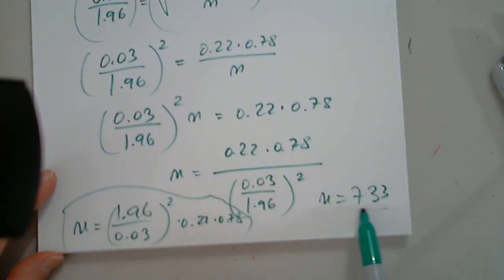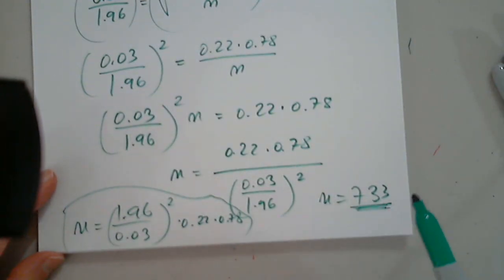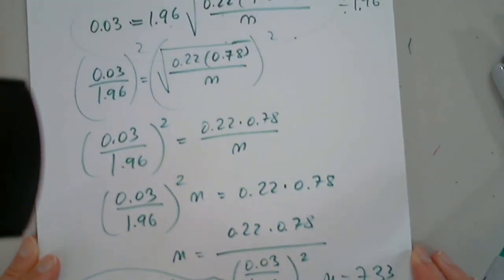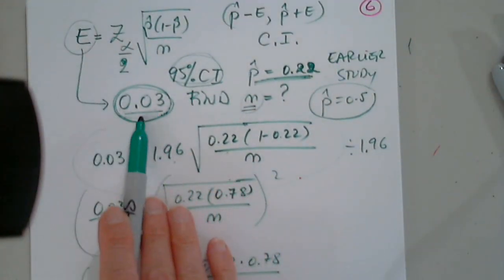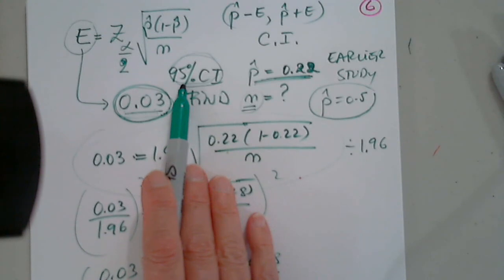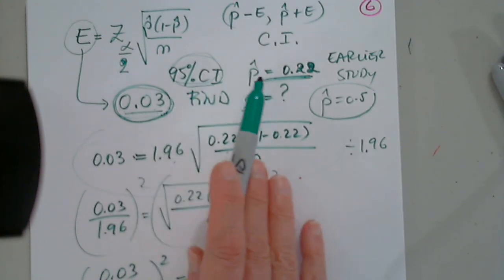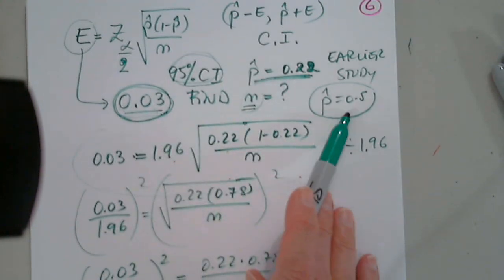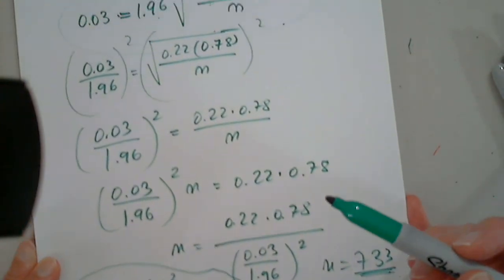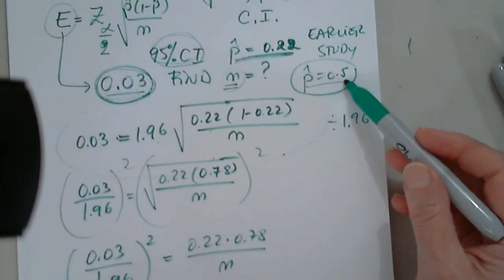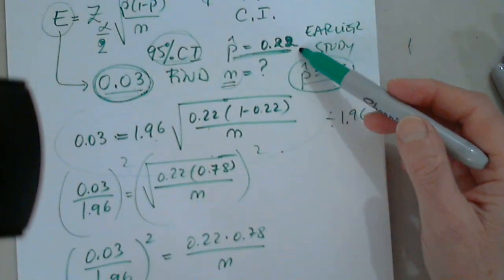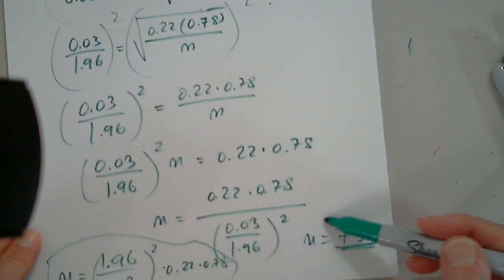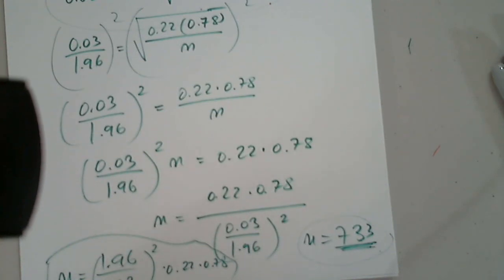So I have to collect 733 observations in order to get a margin of error of 0.03 at 95% confidence. Using 0.5, I'm going to get a different number. If there is no prior study, I have to use 0.5. If there is a prior study, I will use the prior study to come up with a sample size.